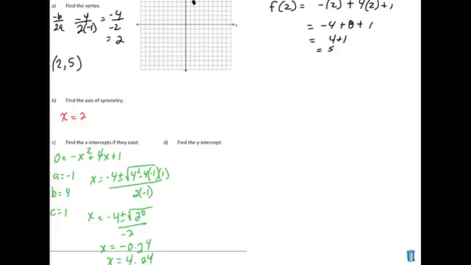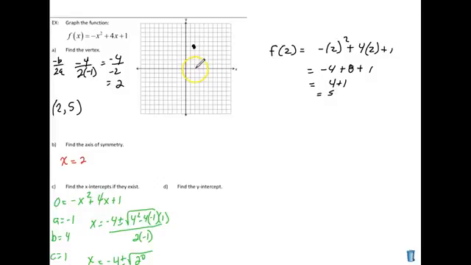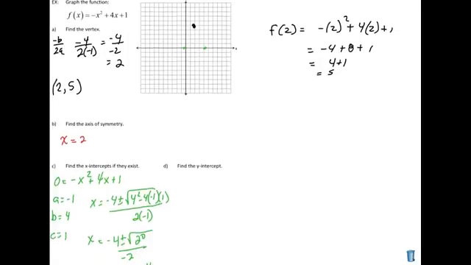So if I put those on my graph, well, let's see, 4.24. So there's 2, 4, and 4.24 is going to be a little bit bigger than 4, so it's about there. And negative 0.24 is going to be just past my y-axis there. Okay, it's not perfect, but that's fine.